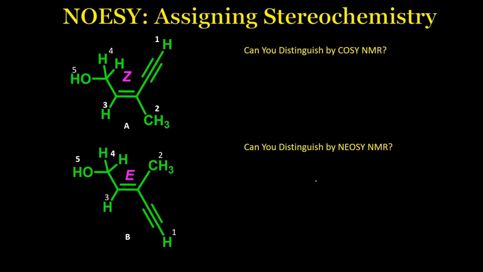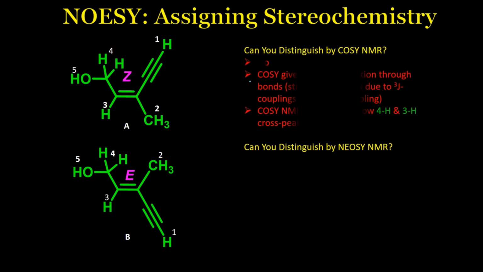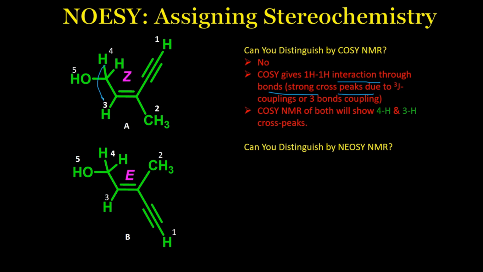So can you distinguish them by COSY NMR? The answer is no, because COSY NMR gives 1H correlation through the bonds, and the strong peaks come due to the interaction of vicinal protons. And if you see here, the vicinal protons are this one. So you will see the interaction of this one, but in the E isomer it is also there, right? Hence you cannot distinguish by COSY NMR.